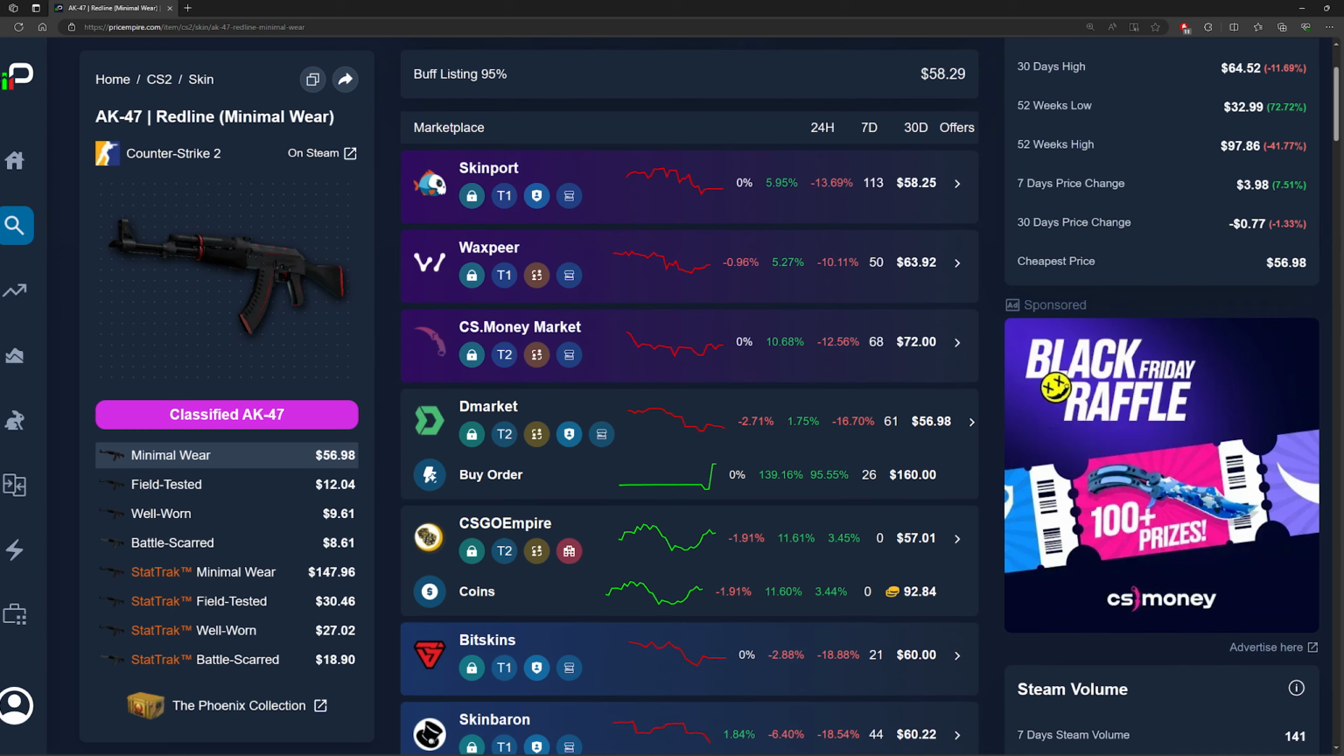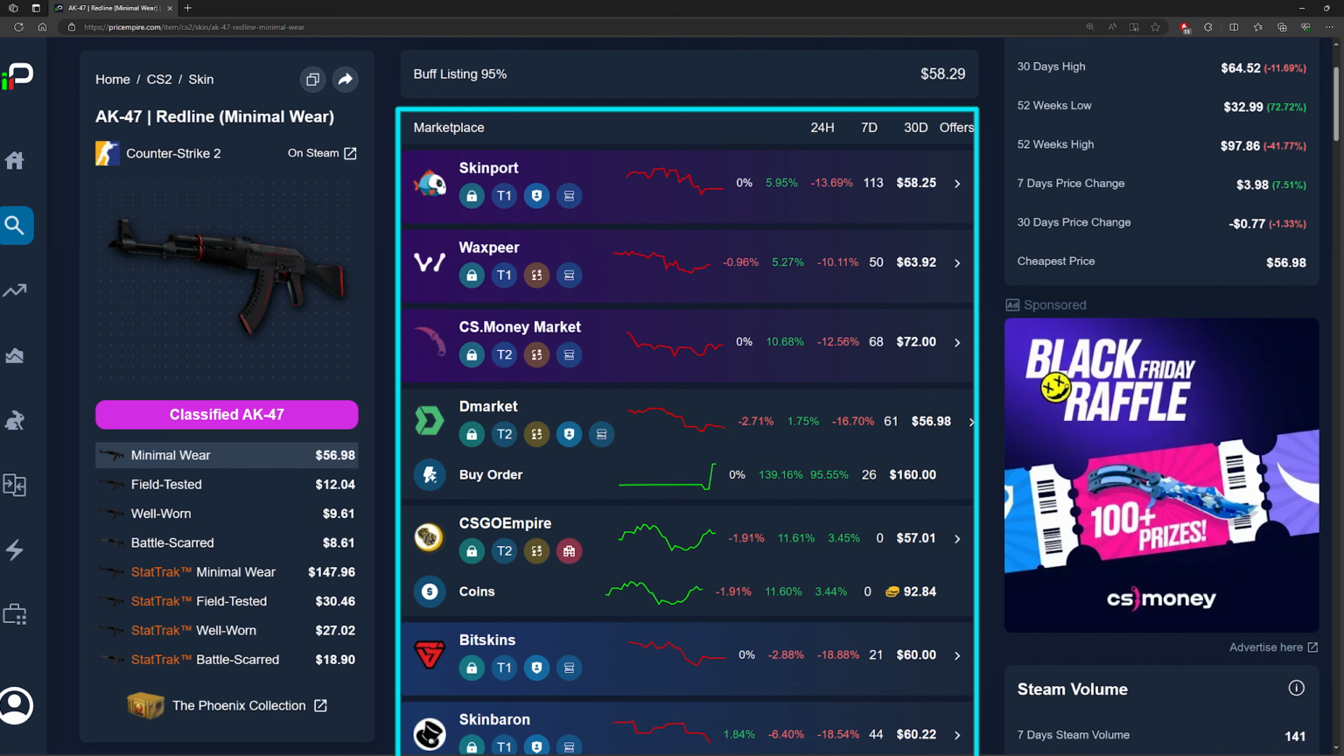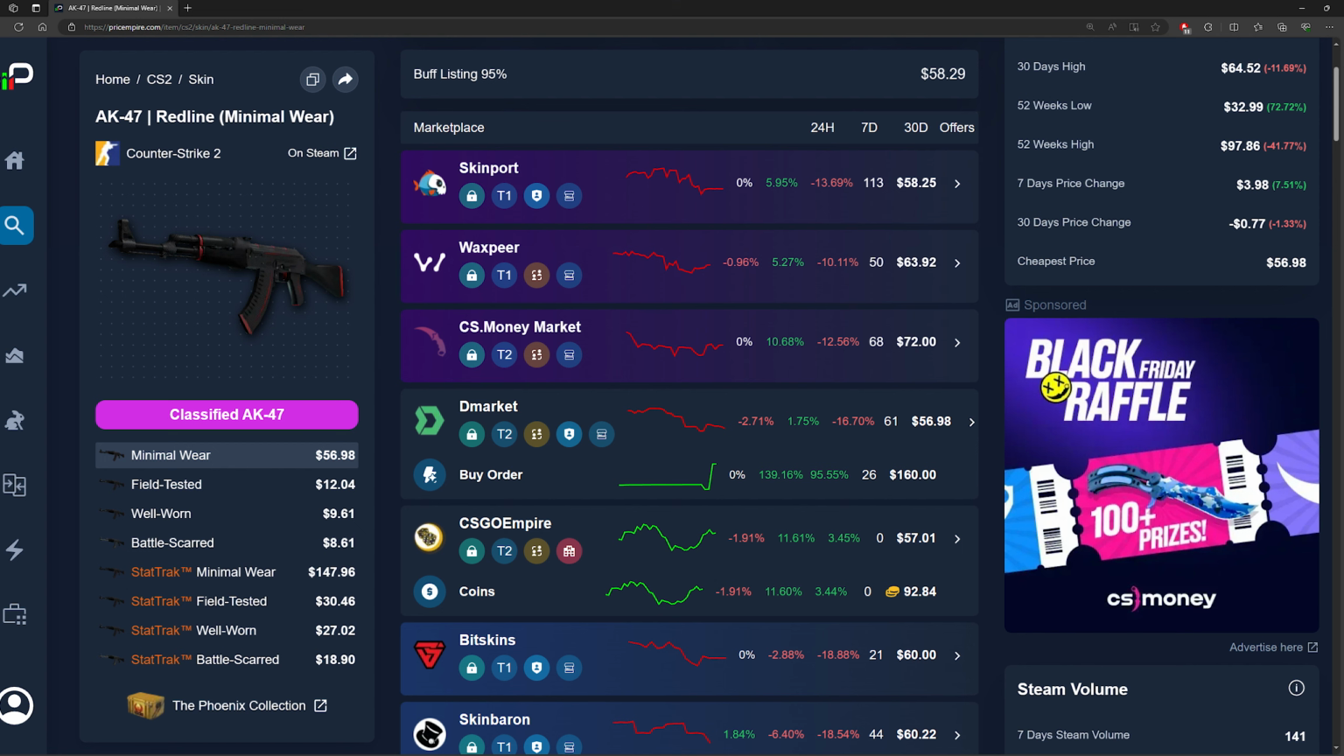The middle part here shows every single third-party website that is selling this exact skin and the current price that skin is listed at for each of those websites. The next area for each website is a price trend for how the skin is performing price-wise on that specific website, and the next 3 columns show the price movements for the last 24 hours, 7 days, and 30 days.